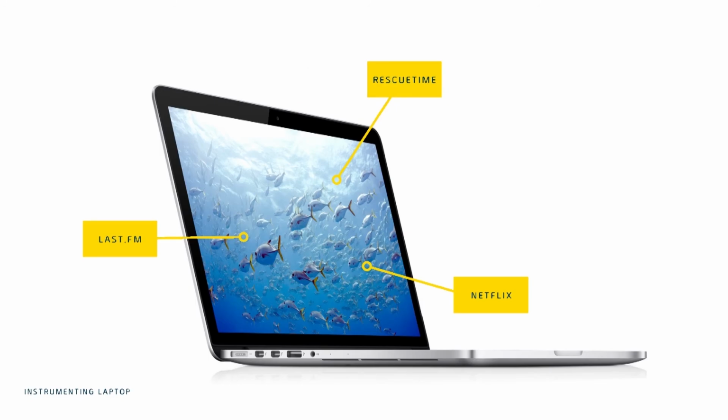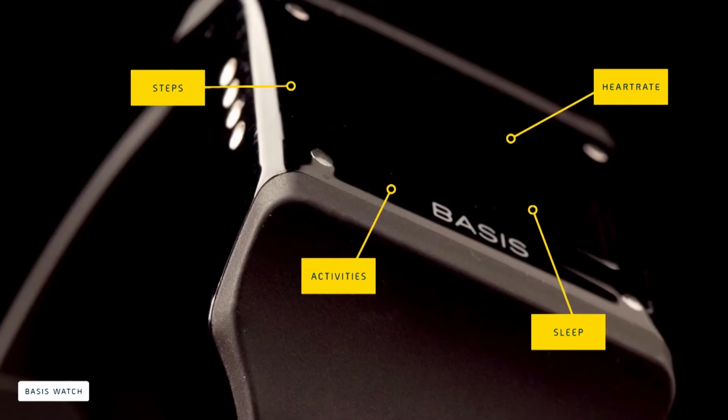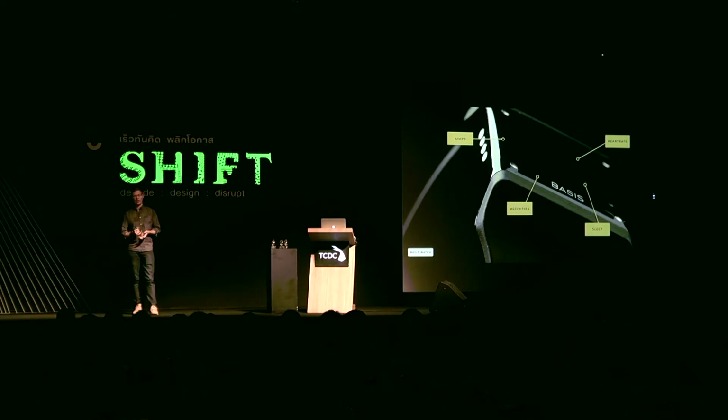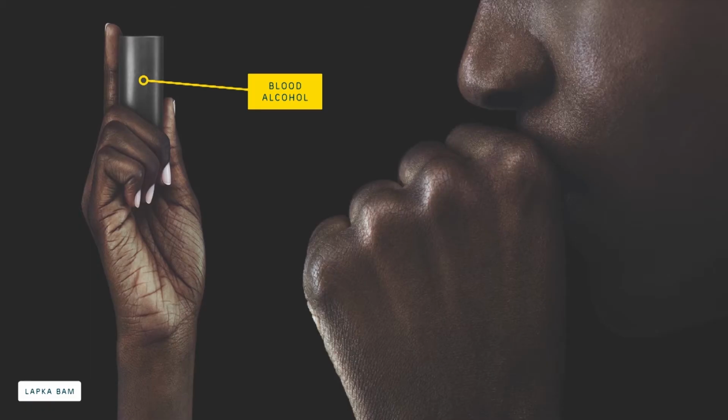In addition, I had to instrument my laptop. So I'm still using Last.fm to talk about the music that I listen to, but I've added an app called Rescue Time, and this will keep track of the apps that I'm using, the websites that I visit, and also Netflix will keep track of the things that I watch. And then, how do you start to talk about these other things that aren't on the devices? So one is a watch that I've been wearing called Basis, and this is identifying physical activities like walking, running, and cycling. It's also capturing my heart rate. It can tell me when I sleep, the number of steps that I accumulate each day.